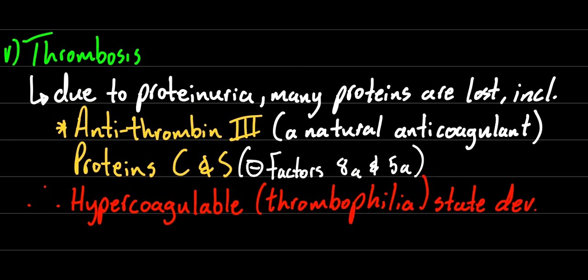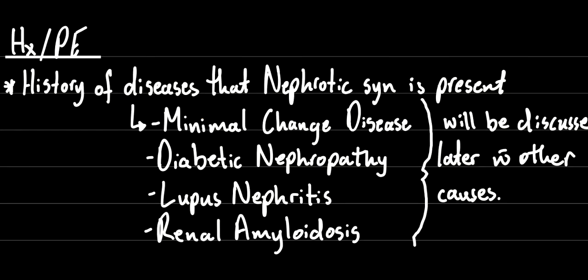So let's see the history and physical examination of those features we mentioned. How do they manifest on people who have nephrotic syndrome? These people have history of diseases that present with nephrotic syndrome, such as minimal change disease, often seen in children. So children presenting with edema, the first thing you should suspect is minimal change disease, diabetic nephropathy in diabetics, lupus nephritis in people who have lupus, and then renal amyloidosis, which is one of the exogenous deposition etiologies that cause nephrotic syndrome. We will discuss them later.